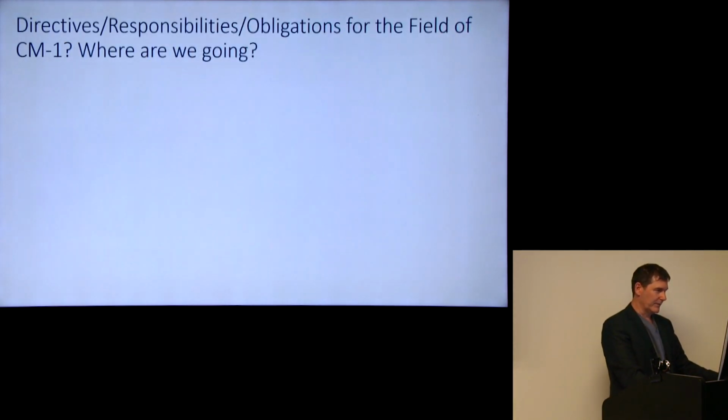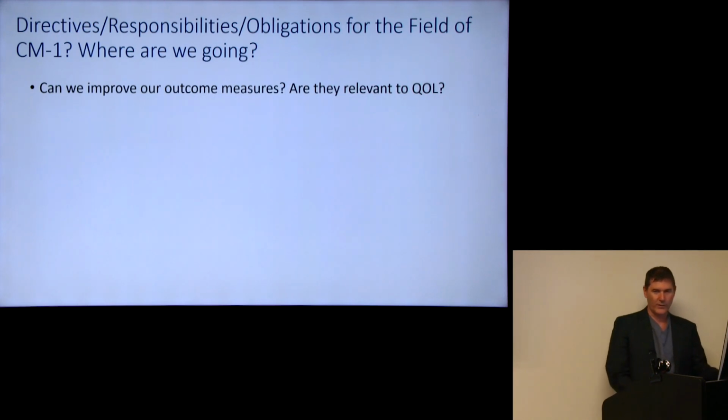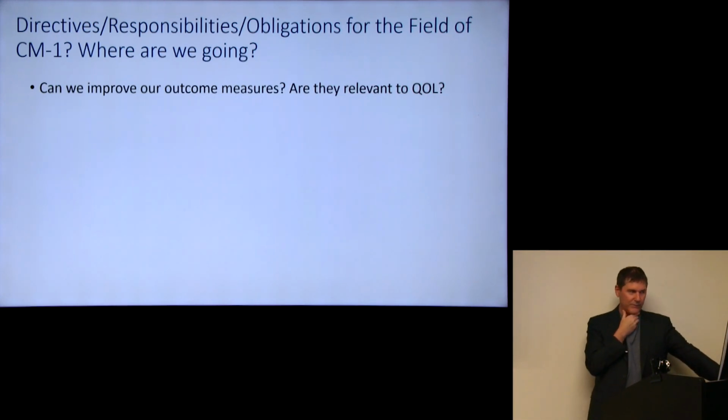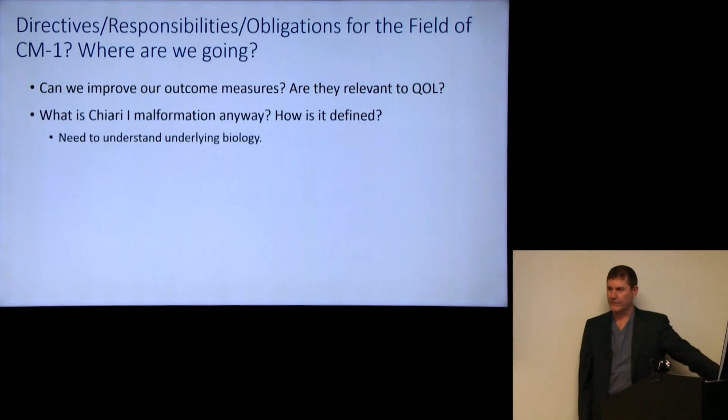So what are we doing as physicians and investigators in this field? Well, I think number one, and I referenced this, we really need to be able to improve our outcome measures. We really need to understand how our patients are doing after surgery and how the condition and how we treat it is affecting their quality of life. That's really, really important. So how do we define Chiari? I kind of started by saying that we don't really understand how to define Chiari. In order to define Chiari, in my mind, we need to understand the biology through genetics and brain networks.